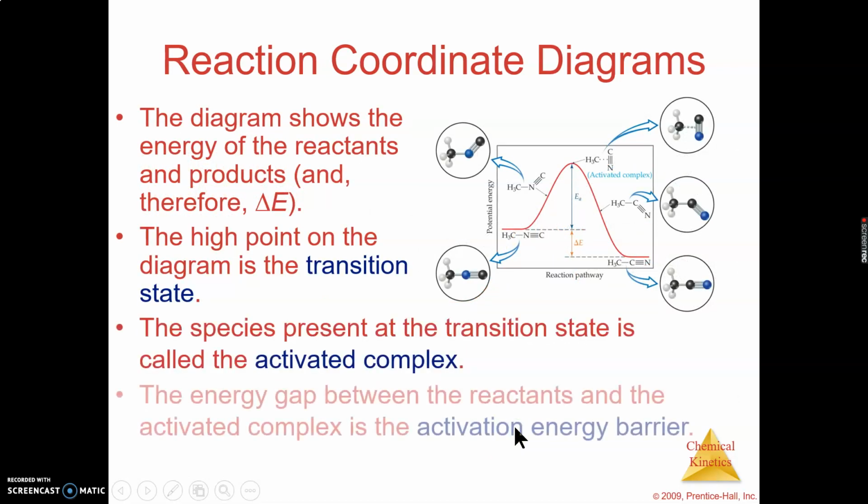So this slide just highlights different things that I highlighted on the last one. This is the activated complex, or you'll see it referred to as the transition state. We're transitioning from the reactants to the products. We have our activated complex that's formed at the transition state. And then this energy gap between the reactants and the peak of your graph is your activation energy. So be able to identify your activation energy from a graph.